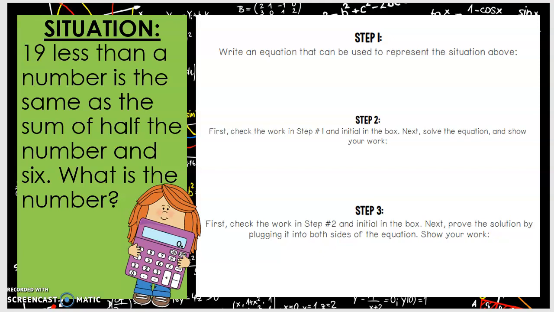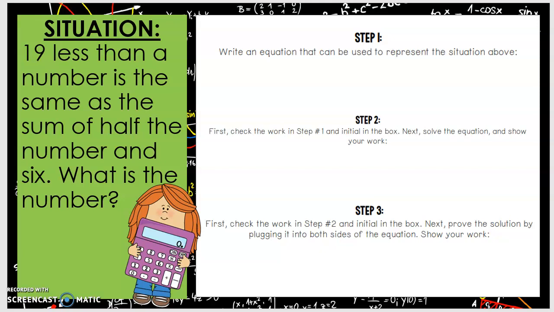So looking at this, I'm going to read it one time and then I'm going to go back and read it while writing. The first time that I read it, I'm not writing anything down. Don't go through and try to write down. When you get really, really good at these, maybe you can do that. But I want you to read through it the first time and then start to put together some kind of equation. All right, it says 19 less than a number is the same as the sum of half the number and 6. What is the number? Okay, so I've read it through once.